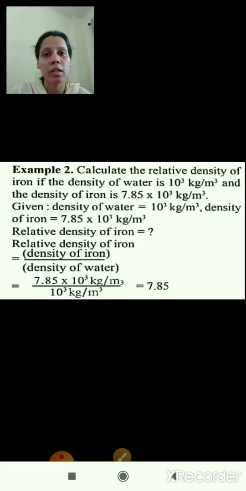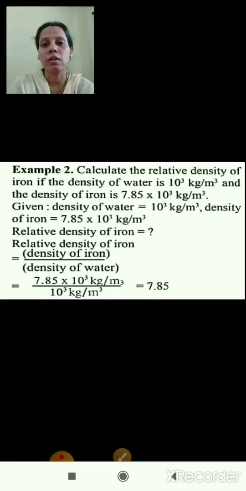Yes, we need to find out relative density. Here density of water is given, that is 10 raised to 3, and density of iron is given, that is 7.85 multiplied by 10 raised to 3. You will use the formula: relative density is equal to density of iron upon density of water. So 10 raised to 3 gets cancelled. What is remaining? 7.85. So 7.85 is the relative density of iron. I hope you are clear with the second sum.